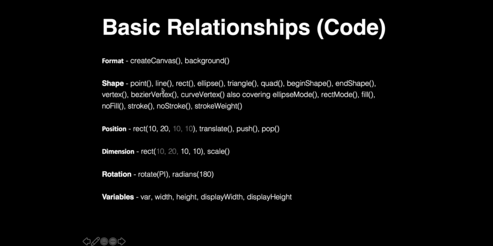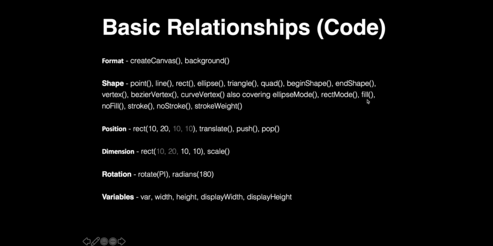There's a point, line, rectangle, ellipse, triangle, quadrilateral, and then for any more complex shapes, you can use begin shape and end shape, and then add vertex points, or Bezier vertex points, or curve vertex points in between begin shape and end shape. Also, we'll be covering different modes. So there's a mode for ellipses and rect modes. So if you want to start drawing from the corner versus the center, you could change the mode.